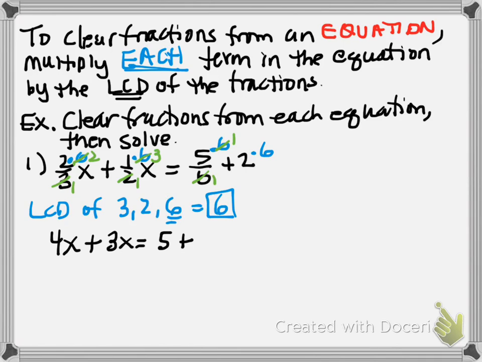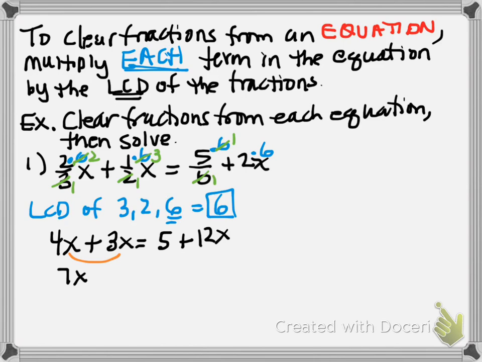Oh, you know what? I'm sorry, I made a mistake. My mistake was I wanted this to be 2x. So when I multiply 2x times 6, I get 12x. Okay, so then I simplify. I notice on the left side that they are like terms, so I'm going to combine them up.